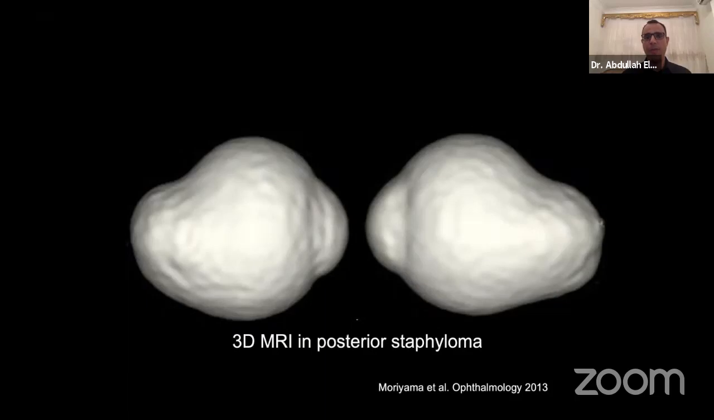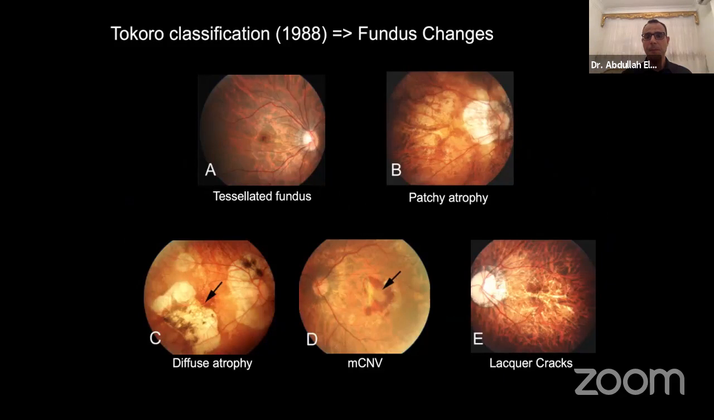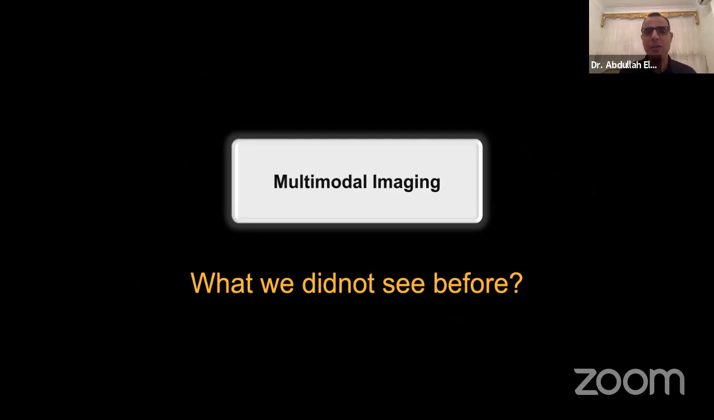The fluid within the eye, not the eye wall itself. Another useful classification for high myopia, which was mainly done by Dr. Tokoro in 1988, he tried to classify the macular changes that are seen in highly myopic eyes, and we'll come across that later on. So this is the main topic of the presentation, what we have learned or what we couldn't see before the advent of multimodal imaging.